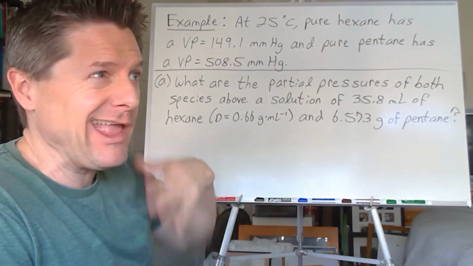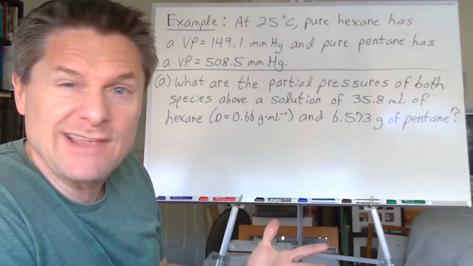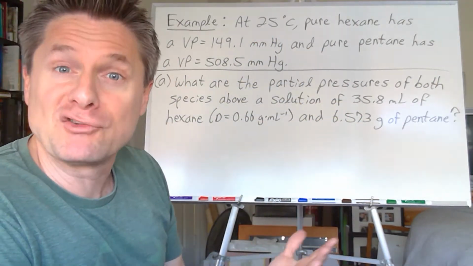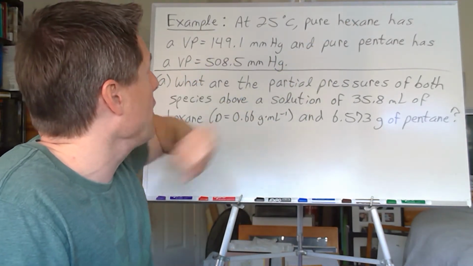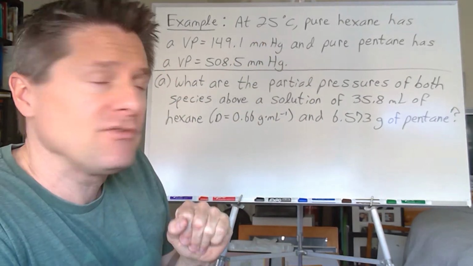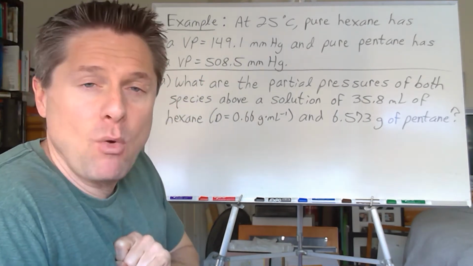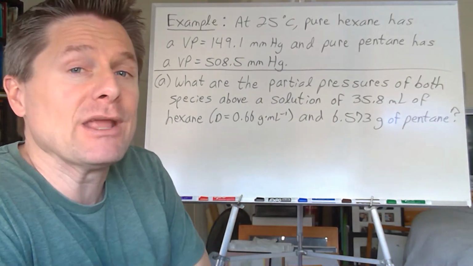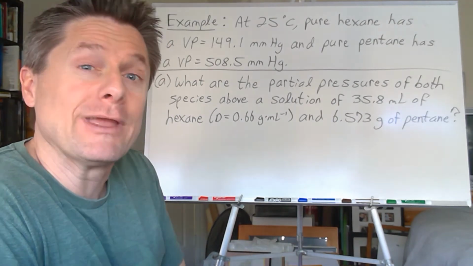Here's some information for you, and if you're in lab, you could look this up. On homework, you could look this up. On a quiz or exam, I'd have to provide you this information. Let's say we're at 25 degrees Celsius, because vapor pressures depend on temperature. Let's say we have pure hexane, and that has a vapor pressure of 149.1 millimeters mercury, aka torr, at 25 degrees Celsius. And pure pentane has a vapor pressure of 508.5 millimeters mercury. So this information does not necessarily have to be included in the problem if you have a handbook of chemistry and physics or some way of looking that information up.